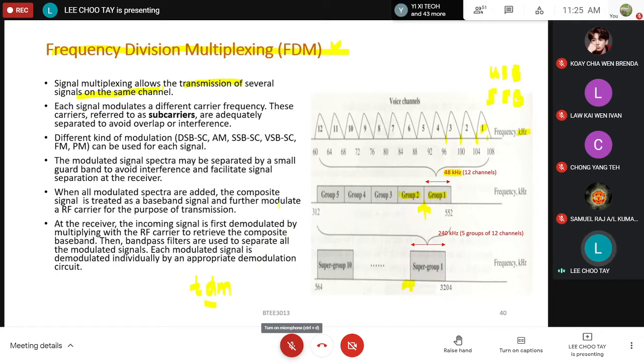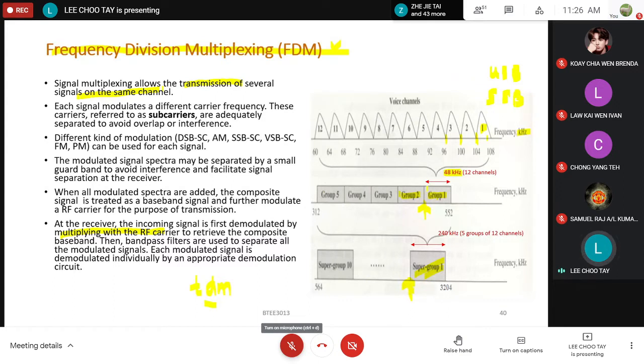Right, and what about the recovery process? Let's say we want to recover signal number one. How do we recover signal number one from this super group that we transmitted? So what you do now is the reverse process. Here, we use a carrier to carry my entire super group. So at the receiver, same thing, I multiply with this carrier frequency here so that I can recover this whole group of five.